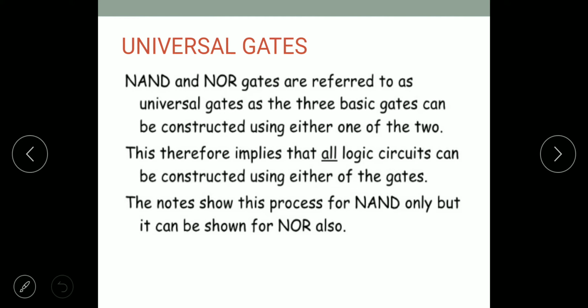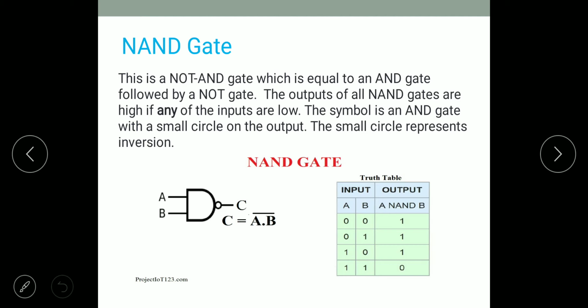NAND gate is a not AND. This is nothing but the inversion of the AND gate, which is equal to an AND gate followed by a NOT gate. The outputs of all NAND gates are high if any of the inputs are low. The symbol is an AND gate with a small circle on the output. The small circle represents the inversion.